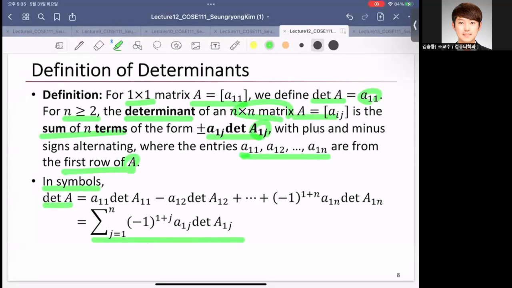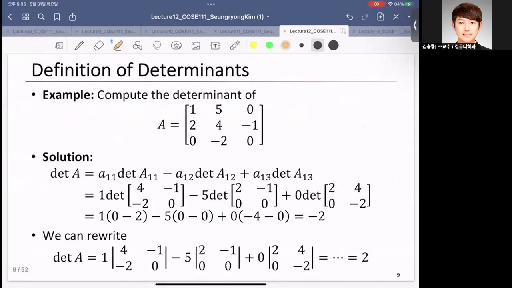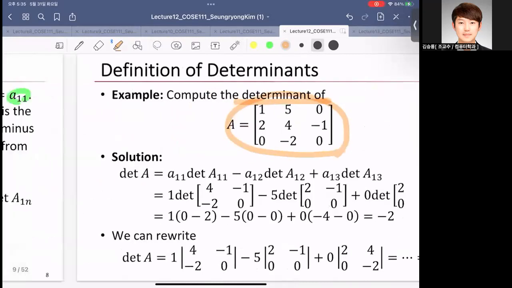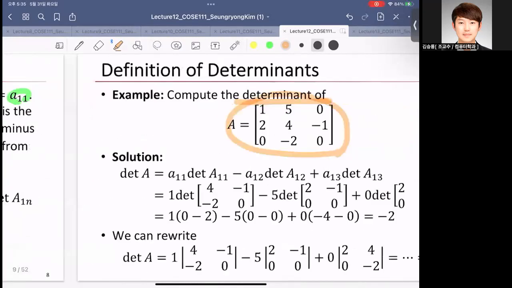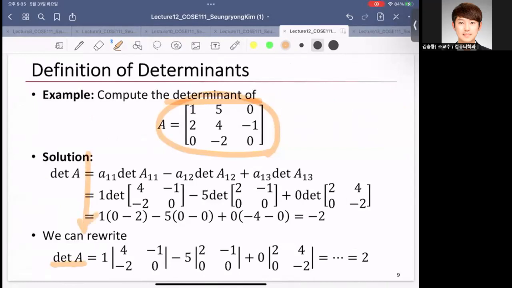You don't need to know or understand this one, but anyway, there is a way to find the determinant of a matrix larger than 2 by 2. If you have the matrix A, you can find the determinant by following this equation. So determinant A is going to be 2.